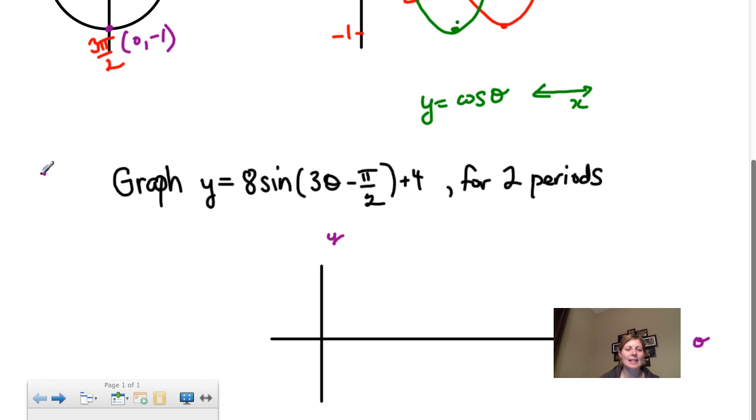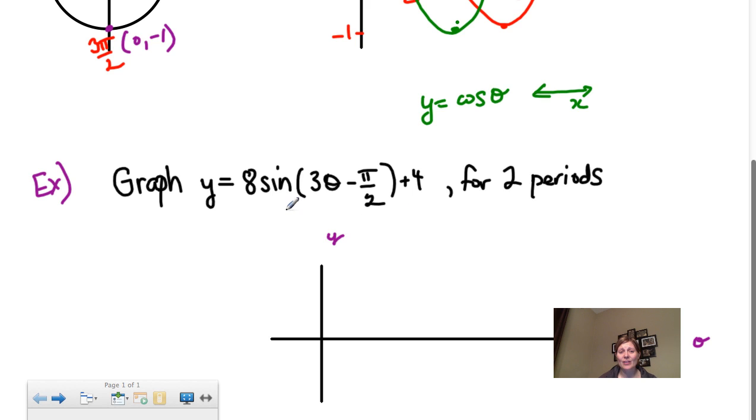Okay, let's take a look at this example. Let's say we're asked to graph y equals 8 sine 3 theta minus pi on 2 plus 4 for 2 periods, so for 2 wavelengths. So we know with any transformation, what we have to do is identify the a, the k, the d, and the c. But they're called different things with a trig function. We'll talk about what those are in a second.